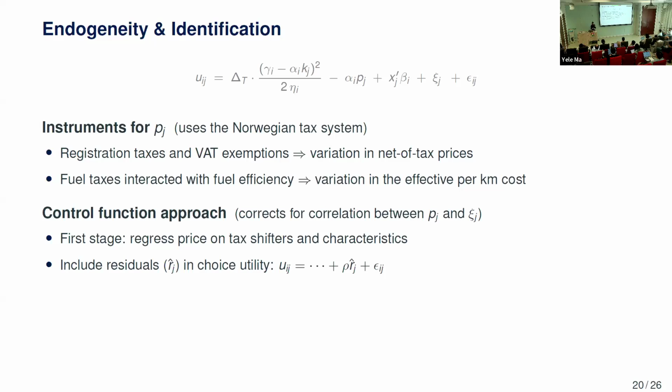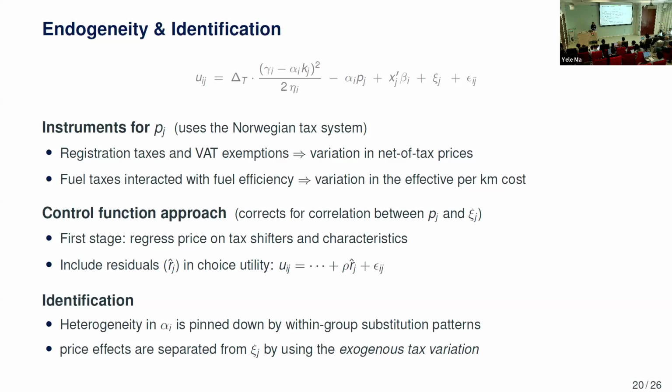So going into more detail on the endogeneity and the identification, we have these instruments, as I said, for the price, which are based on the taxes. And the fuel taxes will interact with efficiency to give us some variation in the per kilometer cost of driving a certain car. And then for the control function, here you have all the steps. We first regress the price on the tax shifters and put that into the indirect utility function. And then heterogeneity in price sensitivity is going to be pinned down by this within group centrality and age substitution patterns, and the price effects are going to be separated from the product unobservable Xi by using the exogenous tax variation.